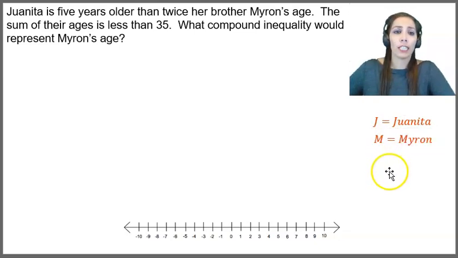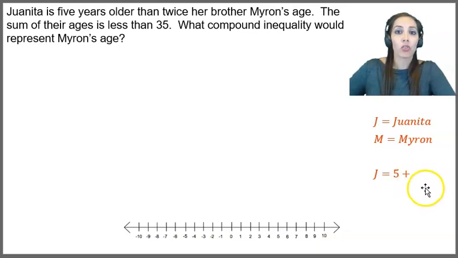Now, when I look at that first sentence, I can see that that is an algebraic equation. So let's go ahead and take the verbal equation that's written and turn it into the algebraic equation. So Juanita is, so that means the first part is going to be J equals. 5 years older than means we are going to be adding 5 to something. Twice her brother Myron's age means that will be 2M.